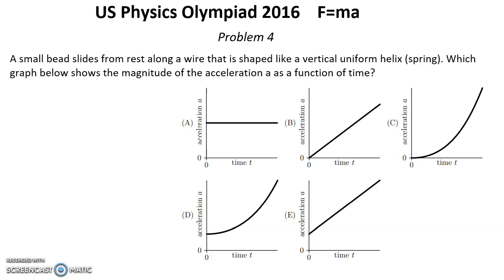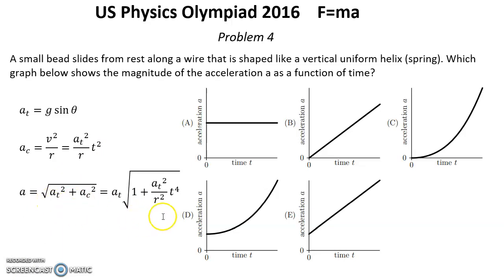Tangential acceleration equals g multiplied by sine theta, where theta is the angle of inclination of this helix. Also, moving in a circle, it has a centripetal acceleration which equals v squared over r, which is the tangential acceleration squared over r multiplied by t squared. Finally, the total acceleration equals this square root. And if we look at the graphs, the best match is graph D, which equals some kind of constant at time 0 and then goes like a parabola asymptotically. So that's the only case, D.